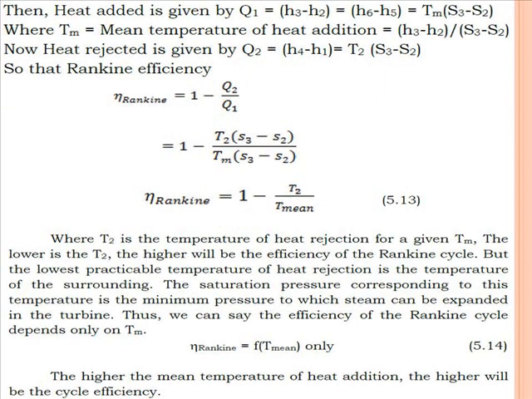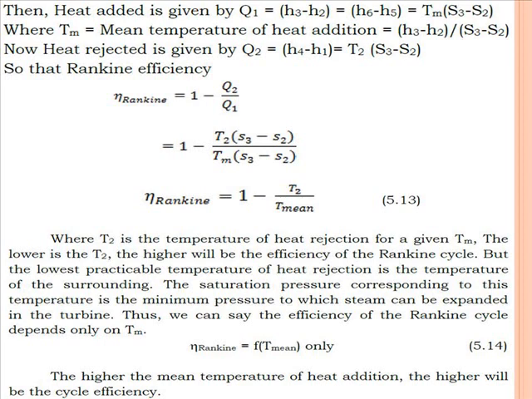Now we can say that the heat added, Q1 or Q supplied, equals H3 minus H2, which also equals H6 minus H5, and that equals Tm into S3 minus S2, where Tm is the mean temperature of heat addition. So Tm equals H3 minus H2 divided by S3 minus S2, where S3 and S2 are entropies at state 3 and state 2.